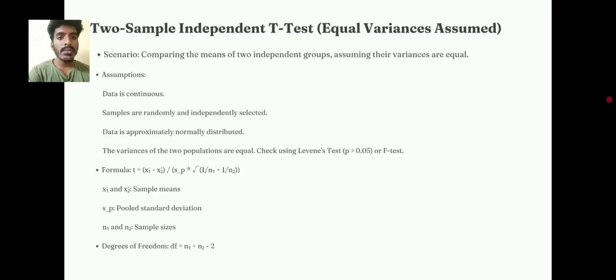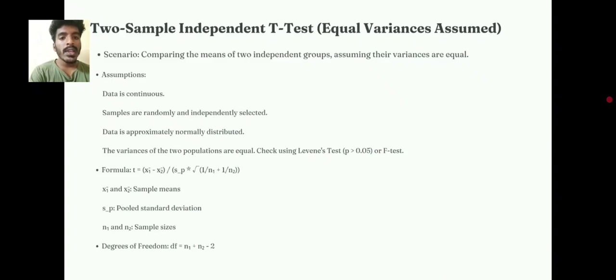Two sample independent t-test, equal variances assumed. Scenario: comparing the means of two independent groups assuming their variances are equal. Assumptions: data is continuous, samples are randomly and independently selected, data is approximately normally distributed, and the variances of the two populations are equal. Check using Levene's test, p greater than 0.05, or F test. Formula: t equals x bar 1 minus x bar 2 divided by Sp times the square root of 1 divided by n1 plus 1 divided by n2.